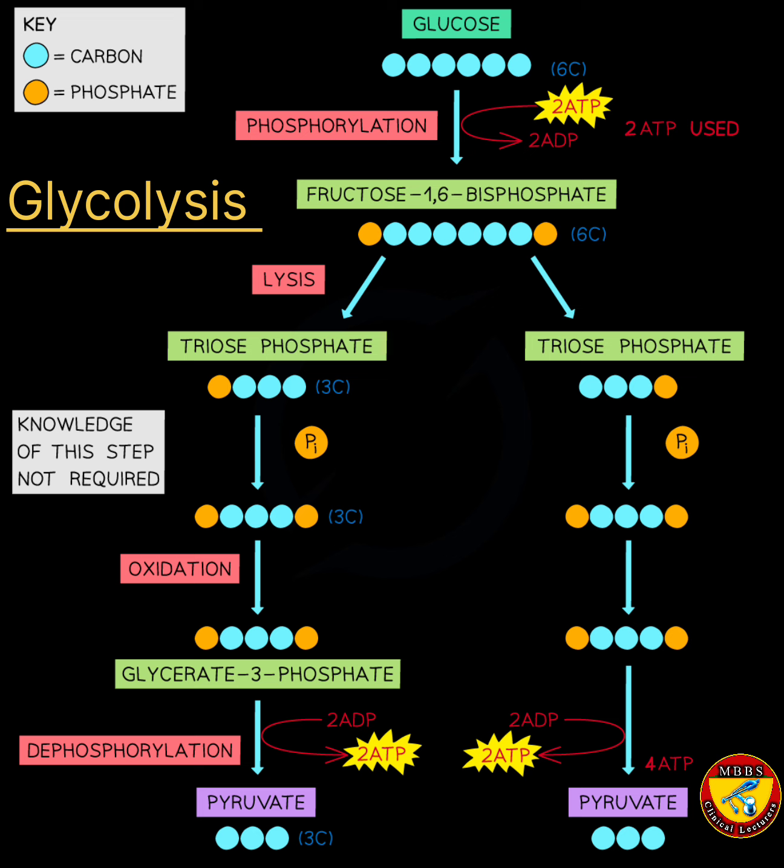1,3-bisphosphoglycerate to 3-phosphoglycerate, 3-PG. Enzyme: phosphoglycerate kinase. The high-energy phosphate group from 1,3-BPG is transferred to ADP to produce ATP, resulting in 3-phosphoglycerate, 3-PG.